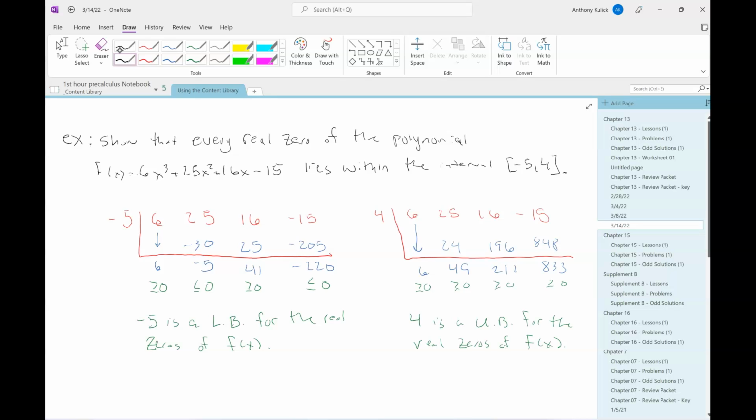So if I was looking for an irrational zero, I would know it would have to lie in between these values of -5 and +4. If I was looking for one, that helps me narrow down where I would need to be looking. Is that okay with you guys?